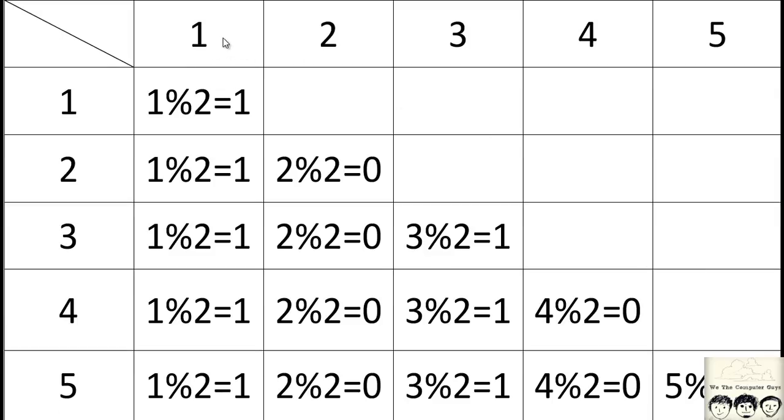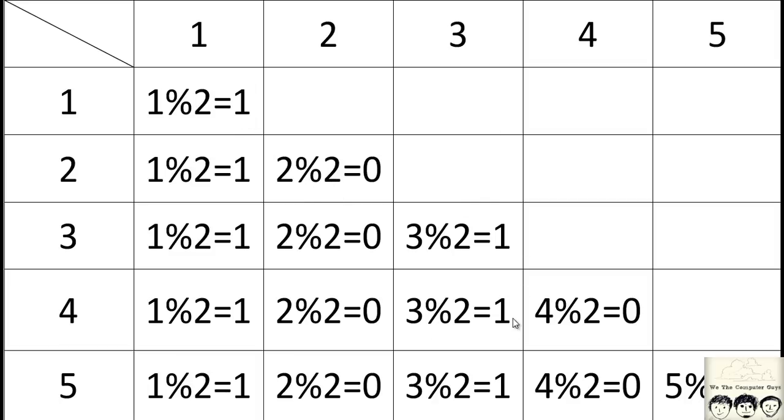If you see these numbers, the output is totally dependent on the column number. If you look closely, if you try to divide 1 by 2, the remainder that you get is actually what is printed over here. So 1 divided by 2 gives remainder 1, so we print a 1 over here.